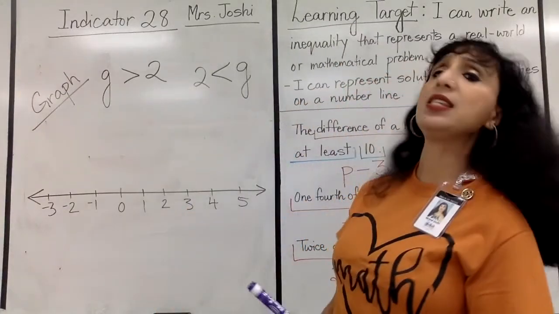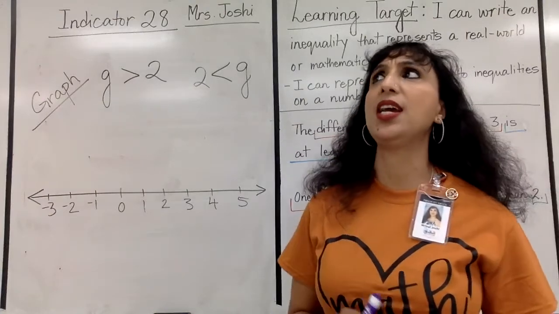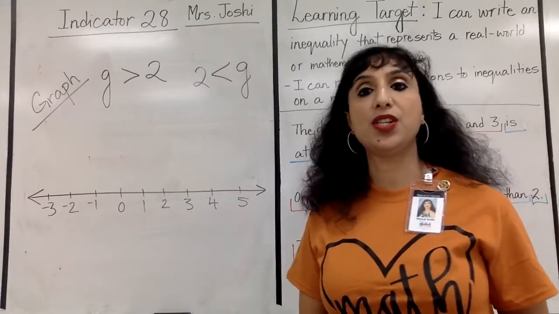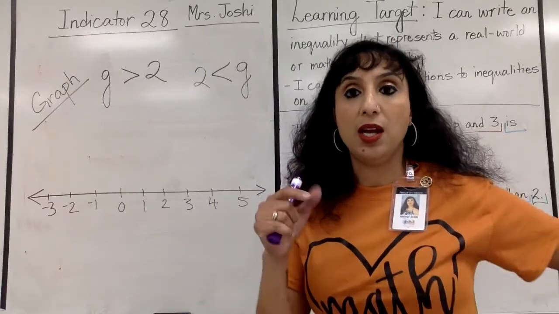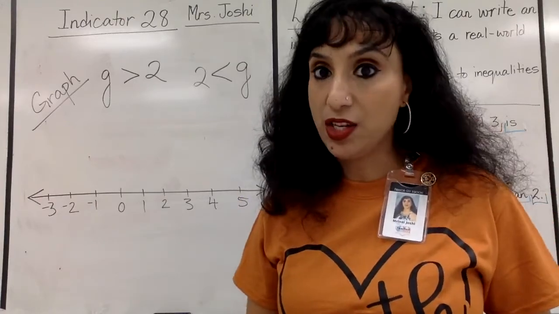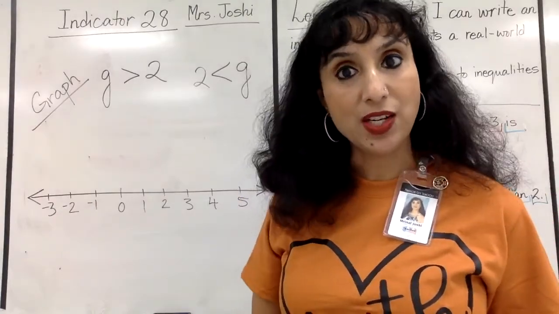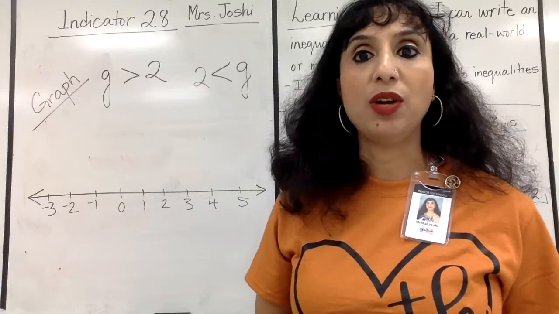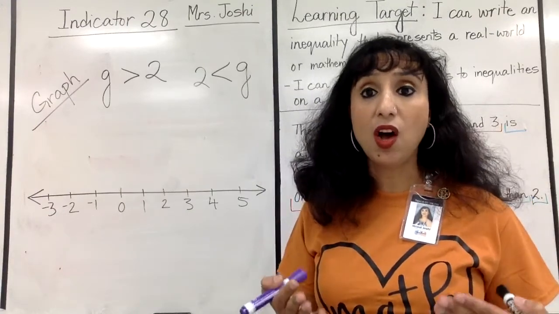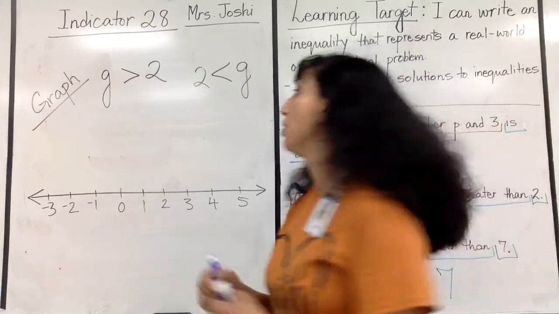So the first thing you need to do is, if I'm saying G is greater than 2, what number closest to 2 is greater than that? If I say 1, I'm like, wait a minute, 1 is not greater than 2. 1 is less than 2. So for greater than 2, I would have 3, 4, 5, 6. These are all the numbers that are greater than 2.